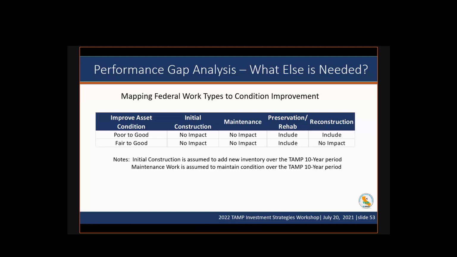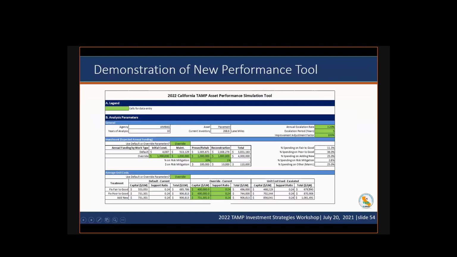So with that, I'm hoping I give enough of an overview on our performance gap analysis and what goes into it. And then I'm going to go ahead now and turn this over to Yue Zhou from the Office of Asset Management. He has developed the 2022 California TAMP Asset Performance Simulation Tool. And he can go through this briefly to give a high-level overview for the workshop. Yue, are you ready to go?